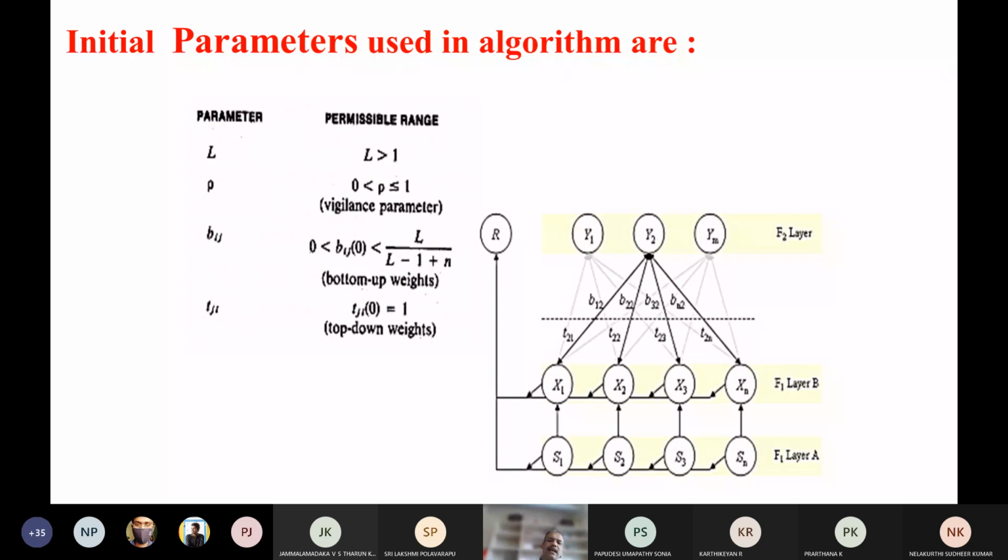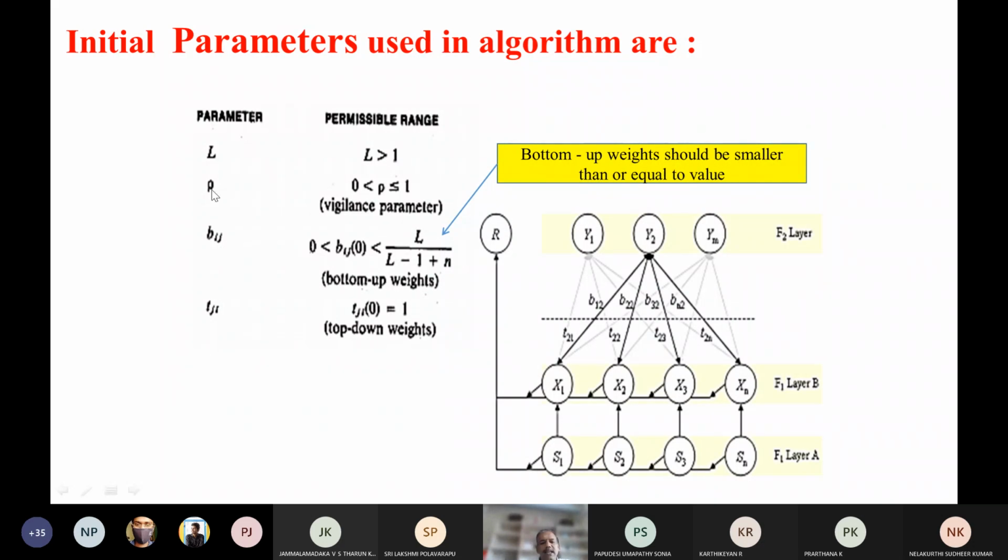Next, what are the initial parameters used in the algorithm? Parameter L has a permissible range greater than 1. The next parameter is rho, the vigilance parameter. It takes a value between 0 and 1. And the bottom up weight should be smaller than or equal to 1.